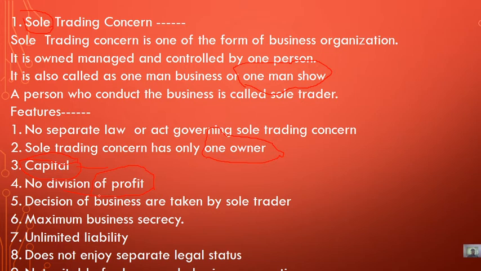Next, not suitable for large scale business operation. This type of business organization like a sole trading concern is suitable only for local level, village level, but if you want to take up a manufacturing activity or any production activity on a large scale, then this type of business is not suitable, so you require a partnership firm, Hindu family business and company business.